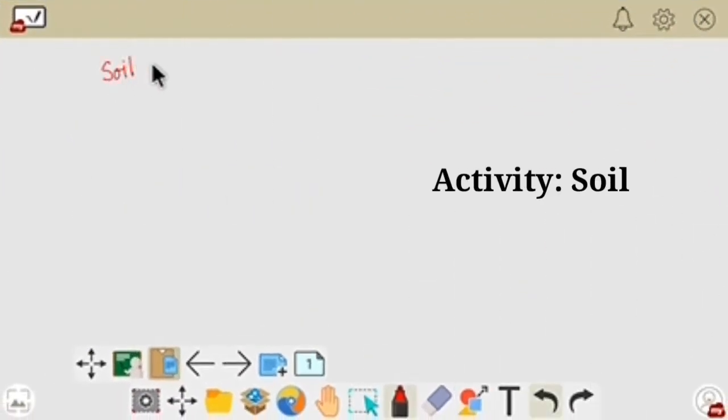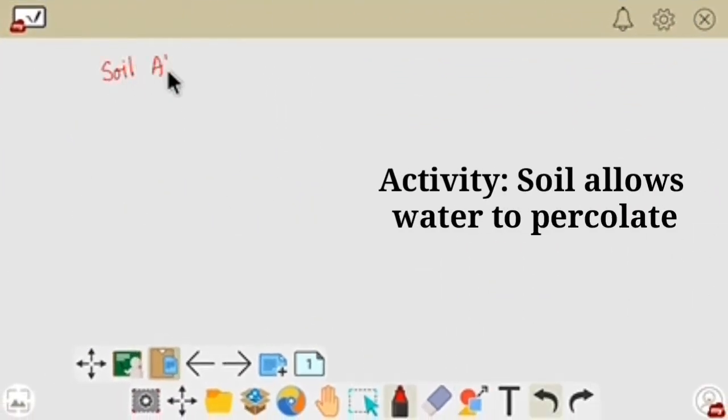Now our activity 3. I hope you understand the previous two activities. The third activity is that soil allows water to percolate. This we have to prove.